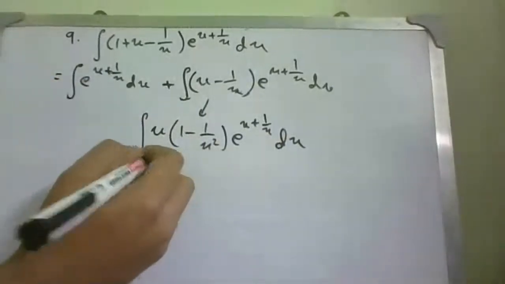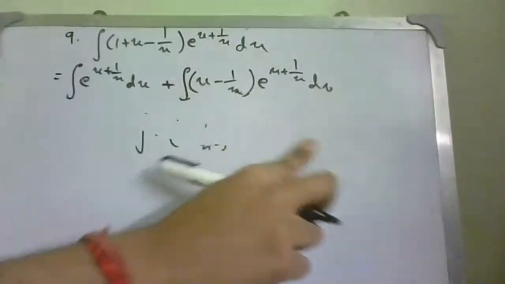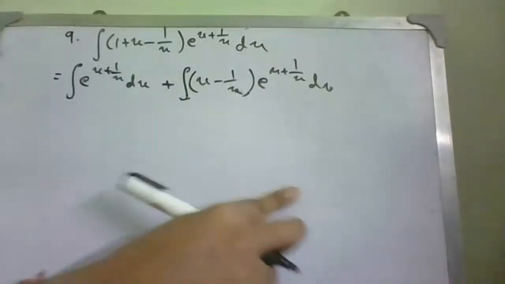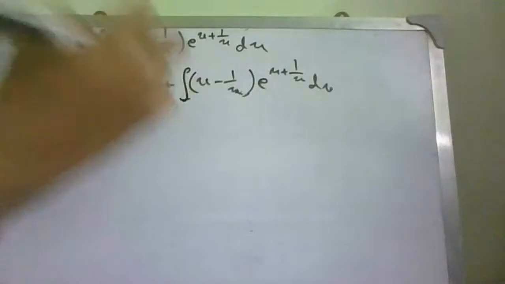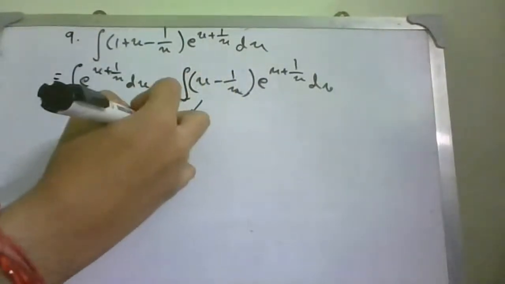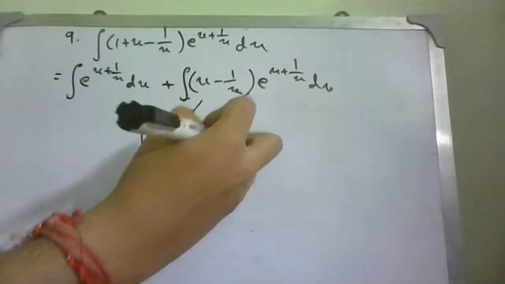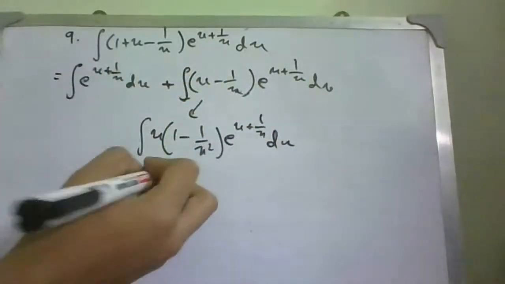What we can do with this? No, let's keep this aside for the time being. What we can do with this? Okay, just let's do this. x times (1 minus 1 over x square) e to the power of (x plus 1 by x) dx.